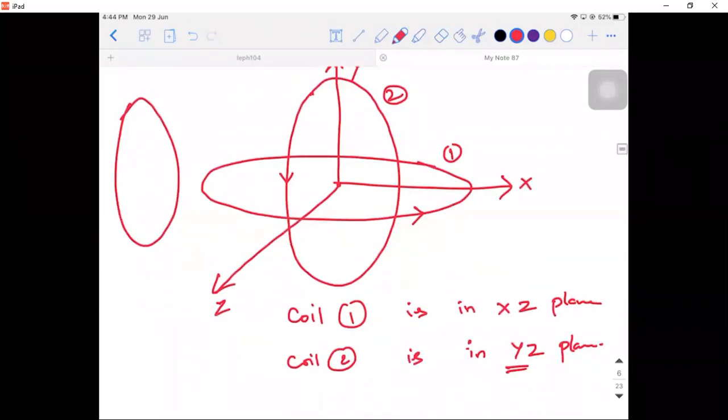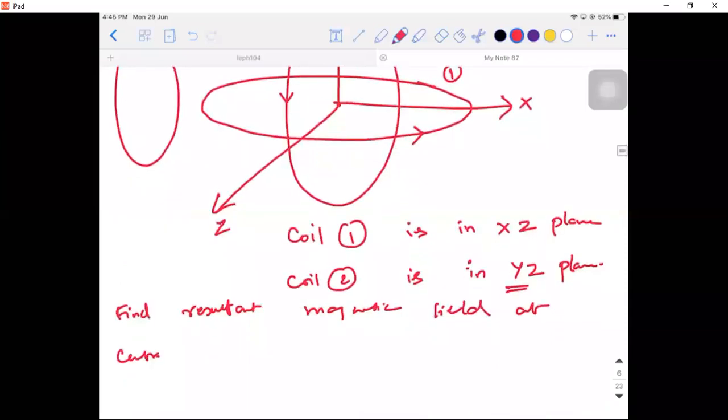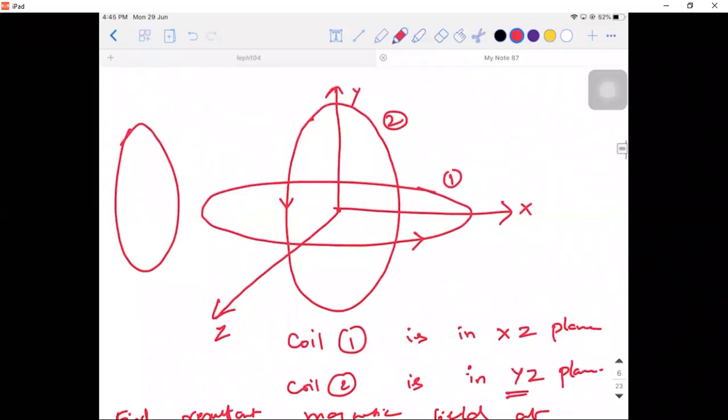Now, what they will ask is, find the resultant magnetic field at the center. Let one current be I, the other current is also I, and let's take them as identical coils, both of radius A. So this is the question.